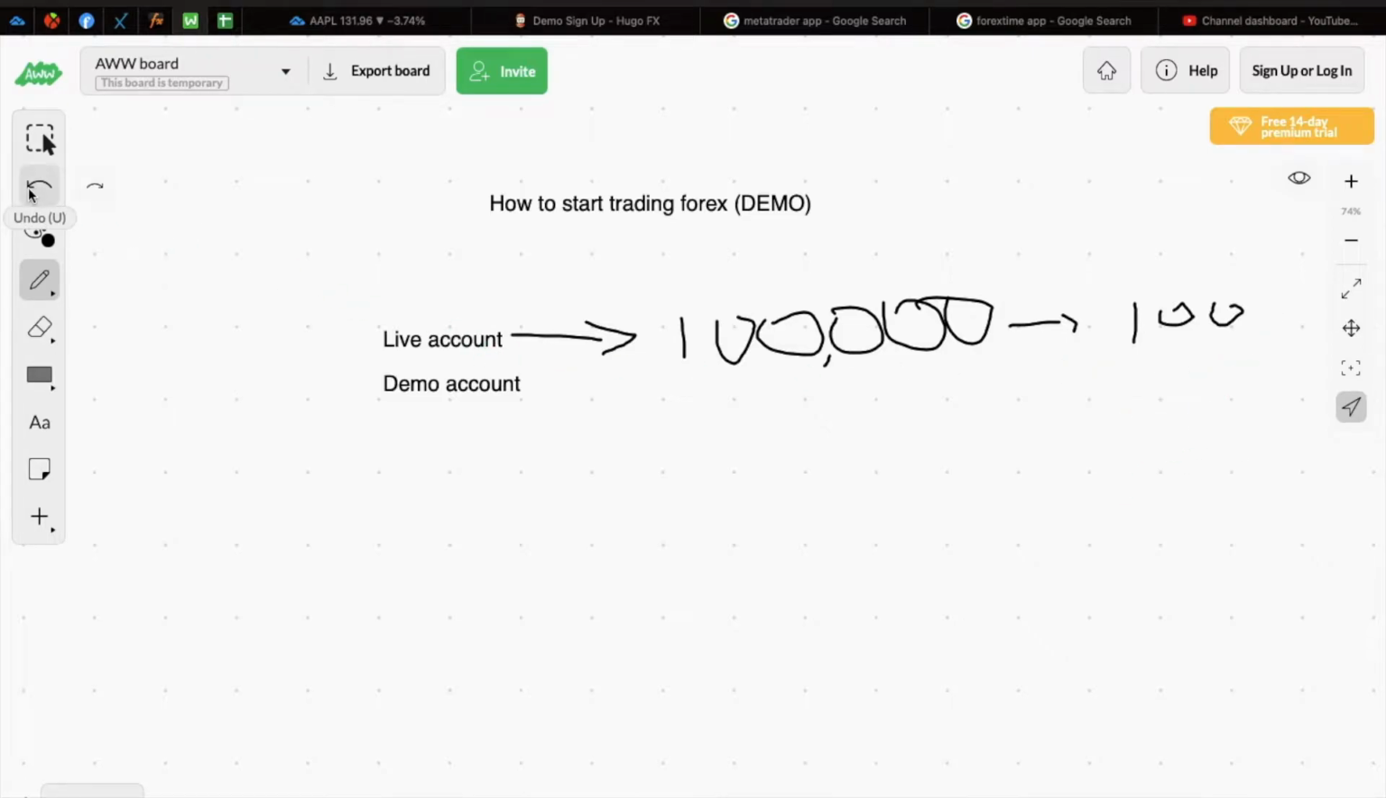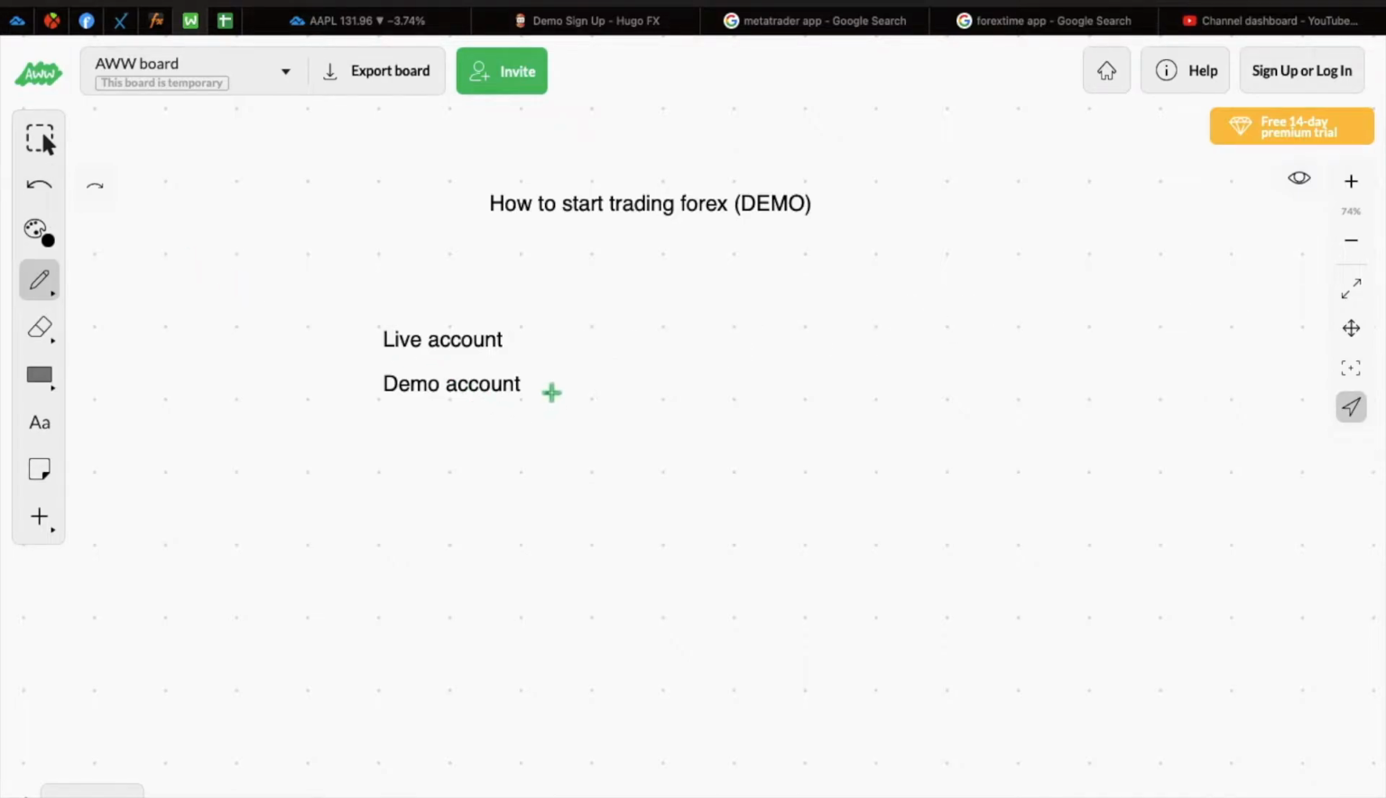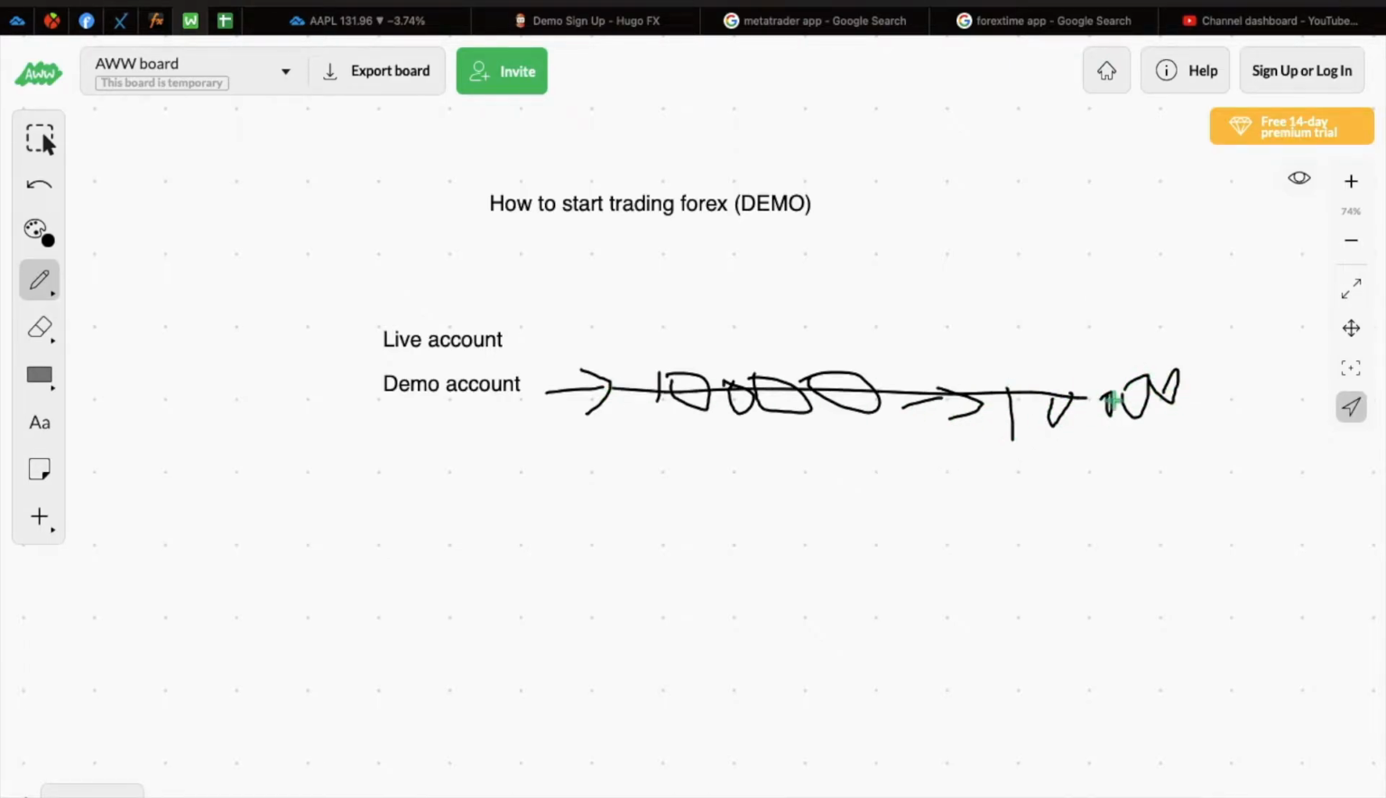Well, with the demo account, if you make $10,000 from that 10% of the $100,000, you can't go in there and try to take out the $10,000, right? Because it's not real money. It's just demo money, play money. Think of it like Monopoly. In Monopoly, you can't just go in a store with a $100 bill and try to pay for that, right?